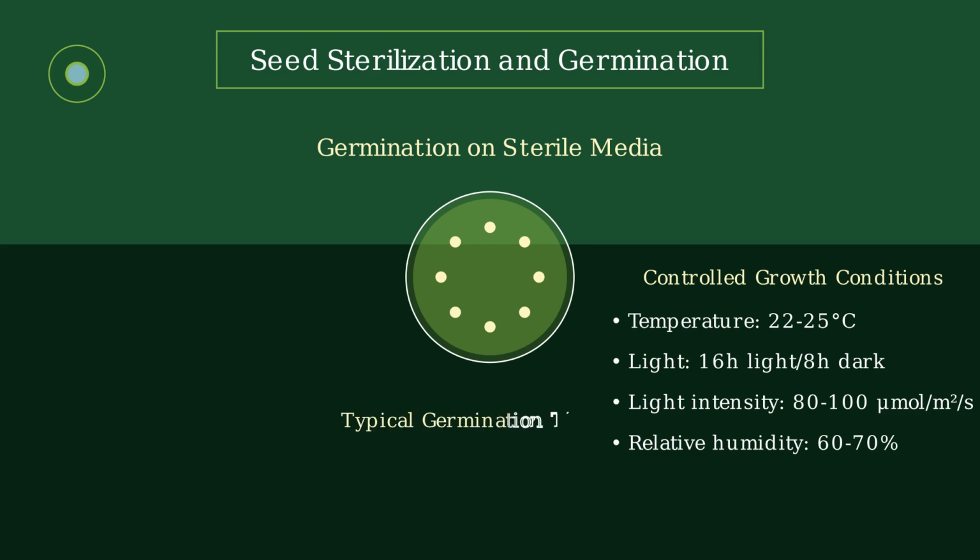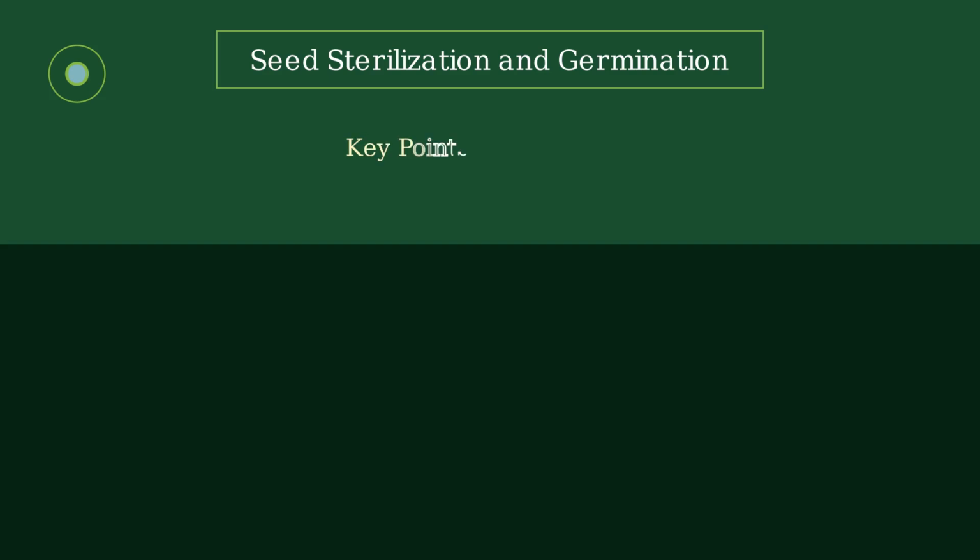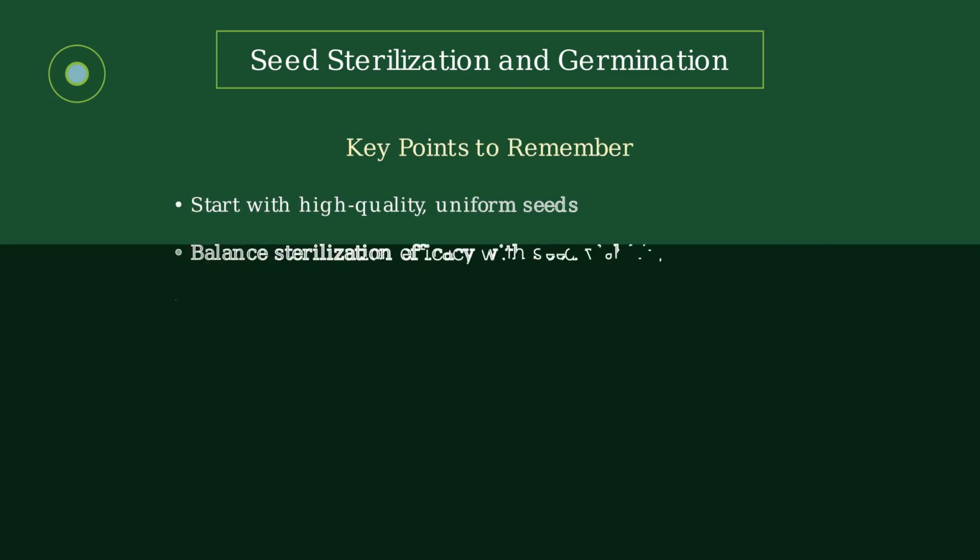Most plant species begin germination within 3 to 4 days, as evidenced by radicle emergence. By 7 to 10 days, seedlings develop true leaves and are ready for transformation experiments. Remember these key points. Start with high-quality seeds.